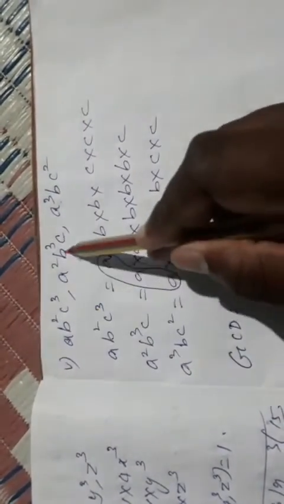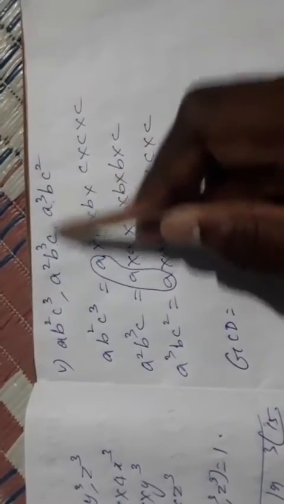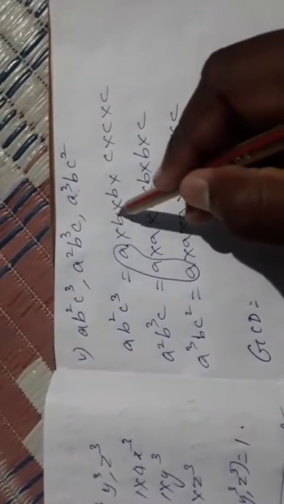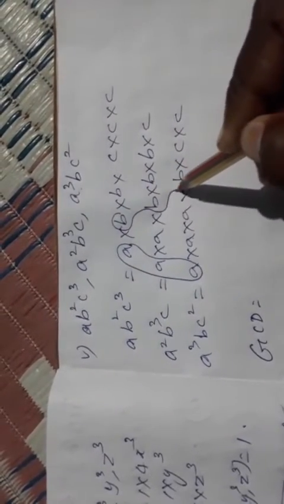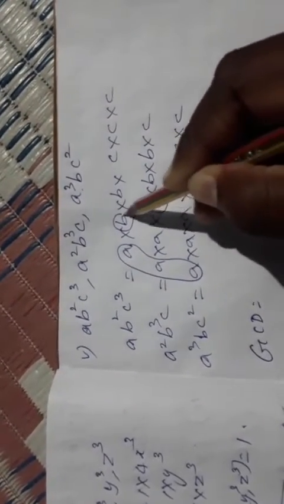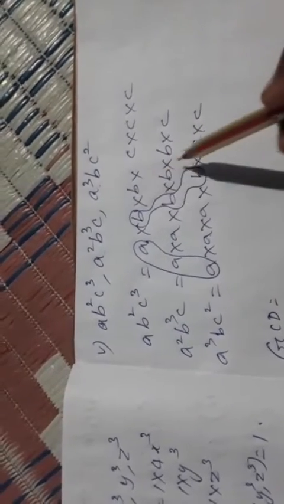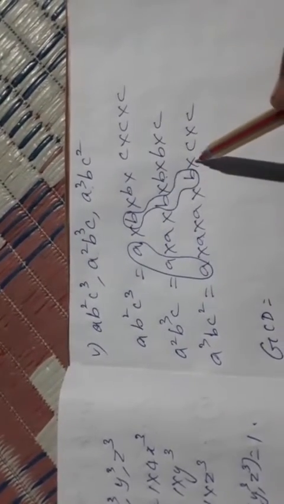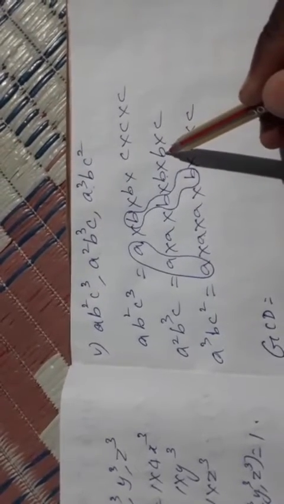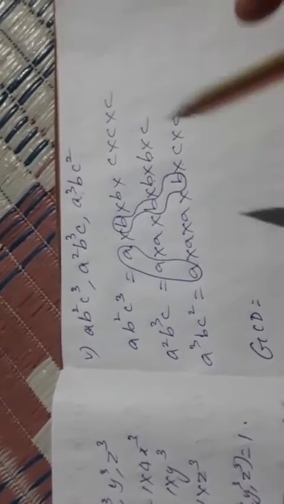Next b: here b square, b cube, here b. So what is possible? For all the terms, what is the common? b only is possible. Here one b is present, here one b is present, but one term doesn't have any b, so it is not common.